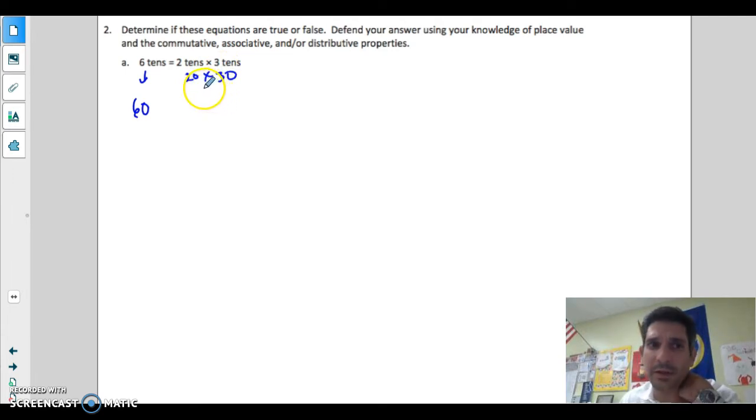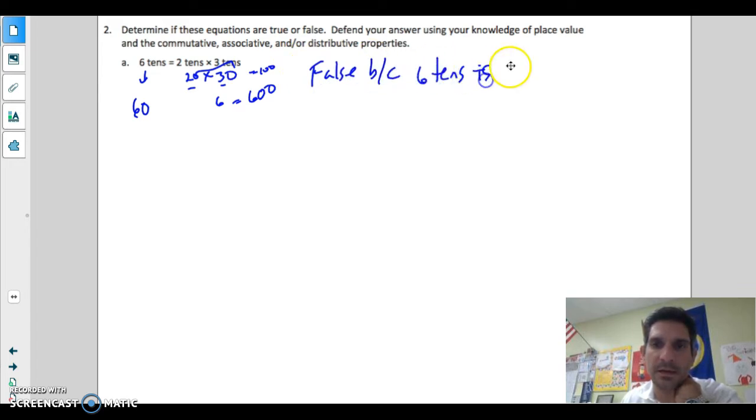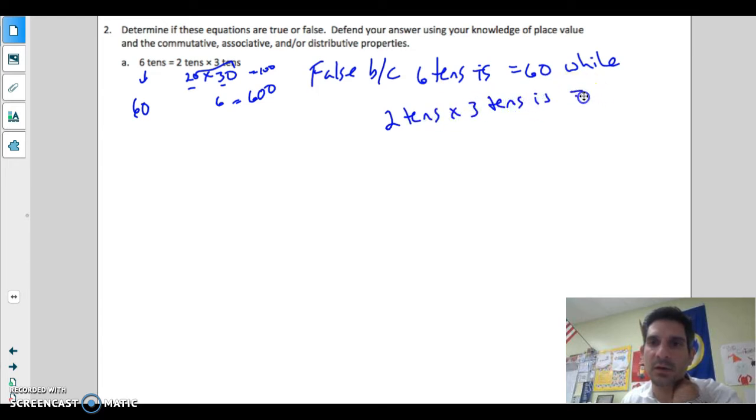Well, what do I know? Well, 2 times 3 is 6. This is 10 times 10, which is 100. So this is equal actually to 600. Now this is not true. So I say it's false because 6 tens is equal to 60 while 2 tens times 3 tens is equal to 600. Okay, because 2 tens is 20, 3 tens is 30. Okay, there you go.